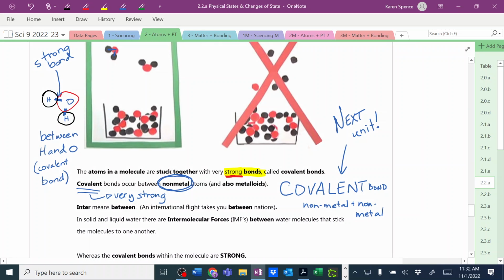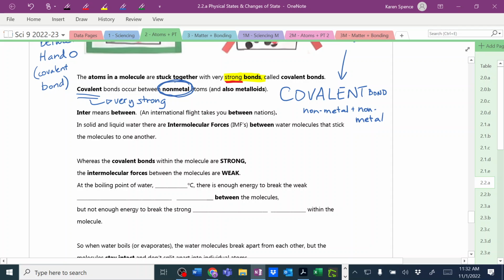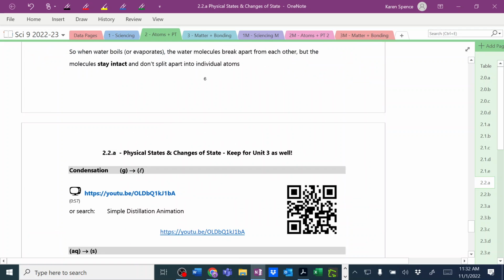I think I want to kind of skip over this bit for now. Yep. We'll skip that bit for now. We'll come back to it later. Yes, of course.